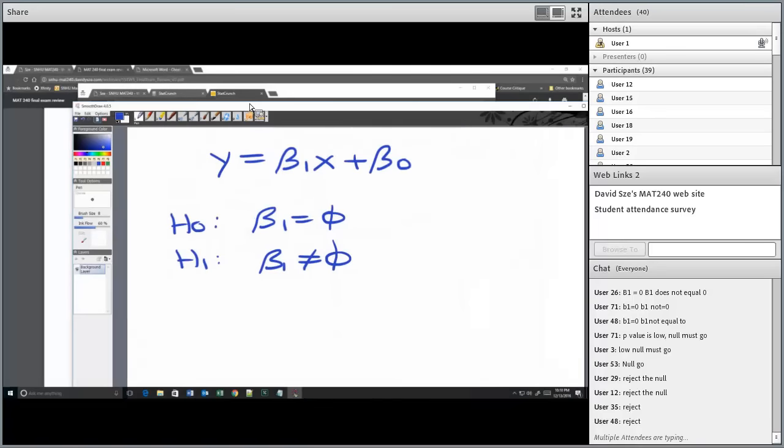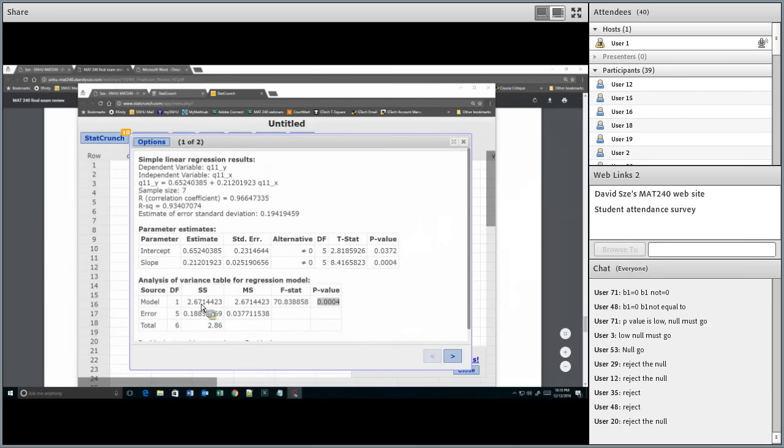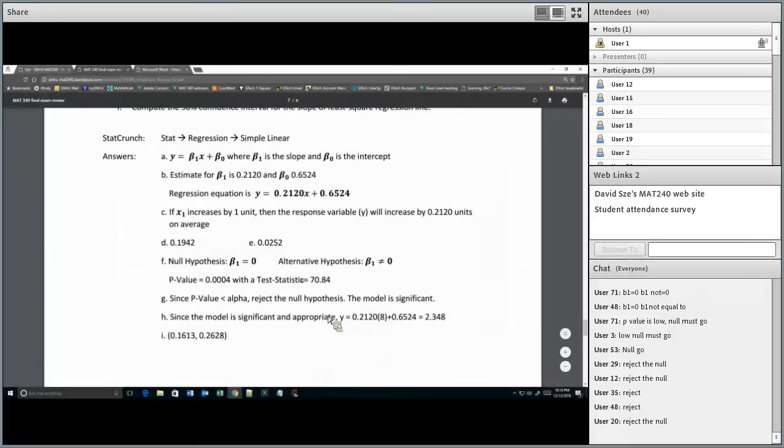Reject the null hypothesis. So if I reject the null hypothesis, then I will conclude that there is a linear relationship, right? There is a linear relationship because my beta 1 is not equal to 0. Okay, very good. So that was my p-value. The p-value was 0.0004. The test statistic was 70.84.